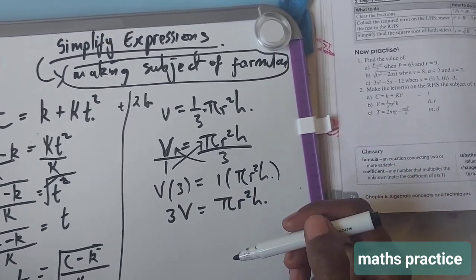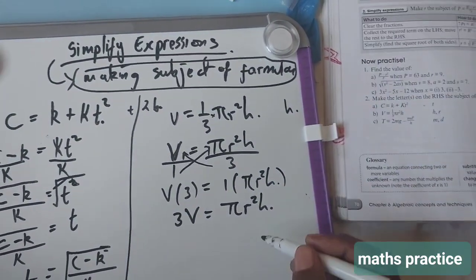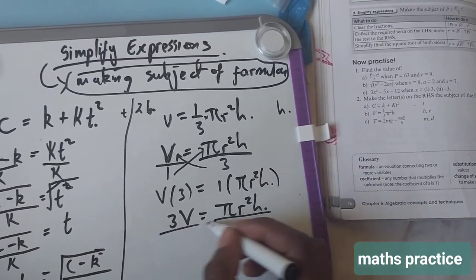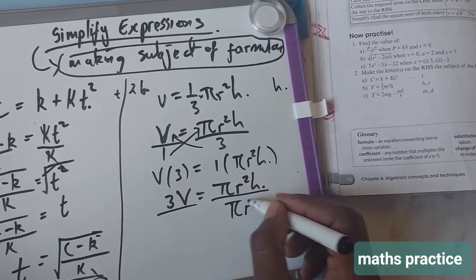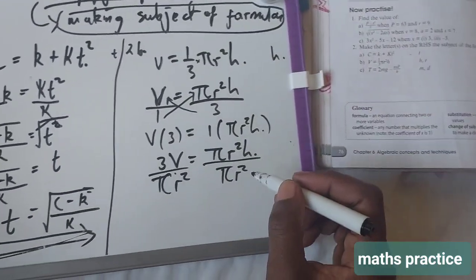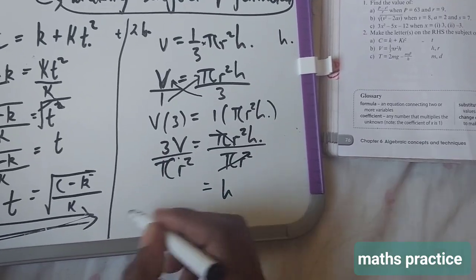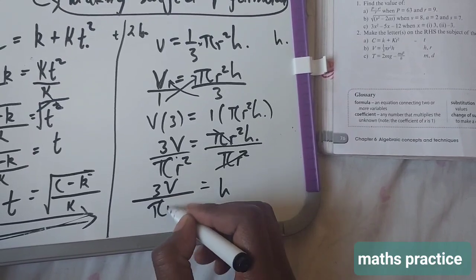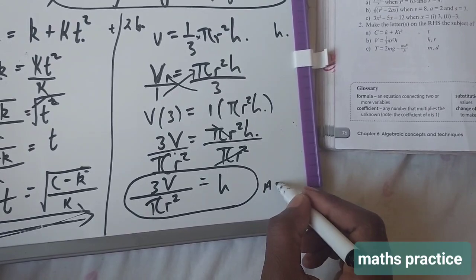The next thing that we do, since we are looking for h, is simply divide both sides by pi r squared. I think it's that simple, right? And we are left with our h. So our h is 3v over pi r squared. So this is the final answer.